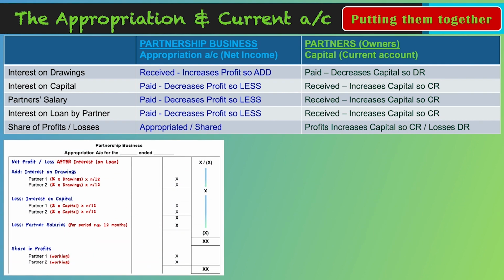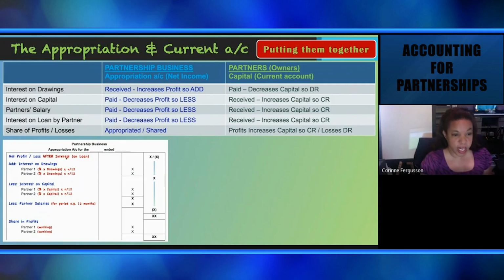The appropriation account from the business point of view, we have profits first. After that, interest on loan takes away from your profit because it is an expense, so you would take it away from your profit. And then you add your interest on drawings because you are receiving money. Remember, we are looking at it from the business point of view. So you are receiving money, so you would add to it. But everything else is what we pay to the partners before we actually give them their final profit share.